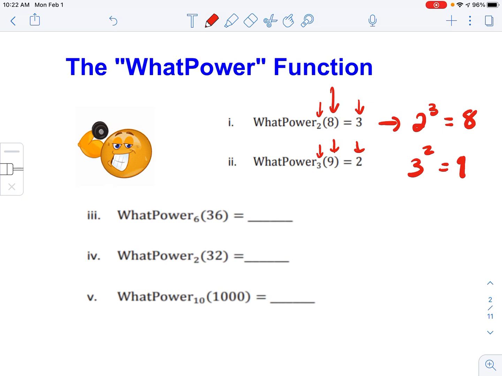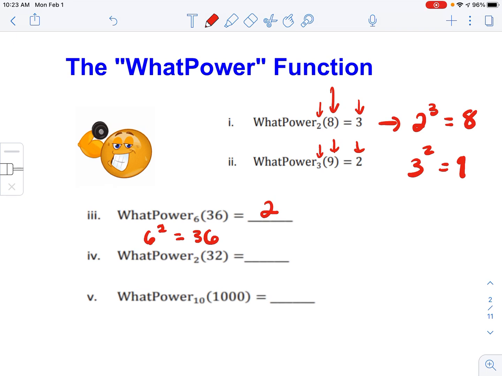So now think of this notation. What power? I want you to think of it. What power of 3 gives you 9? That's exactly what we said in the do now. Well, that answer is equal to 2. So if we take that idea and bring it to these bottom 3 questions, right? What power of 6 gives me 36? Well, 6 squared is equal to 36. So the answer to that notation is 2.